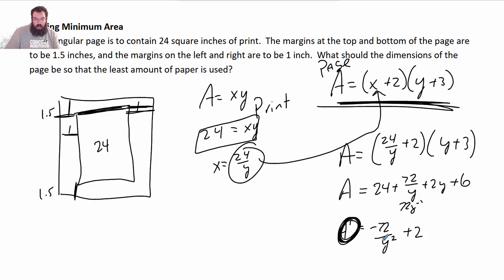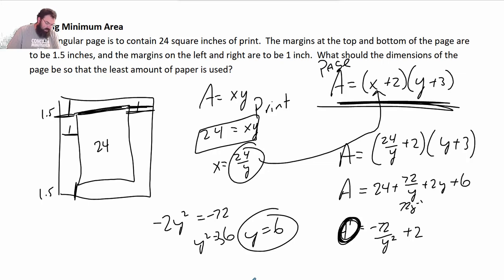And so now I want to solve for y. So when I do that, I get negative 2. I brought the 2 over, okay, equals negative 72y squared. But this y squared is going to go over here, and so I'm going to delete the y squared on the other side. I divide by that negative 2, so I get y squared equals 36, and so y equals positive 6, okay? Then what do I want to do? Well, I want to plug that into my x value right there. I want to find the x. So 24 over 6 is 4. Okay, so I get a 4 by 6.